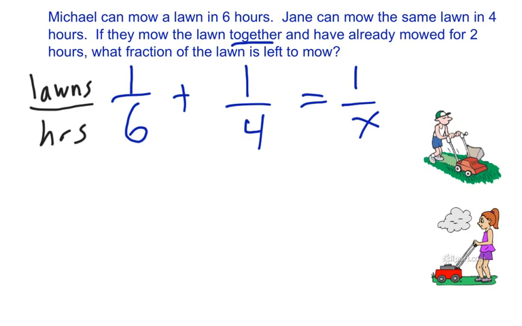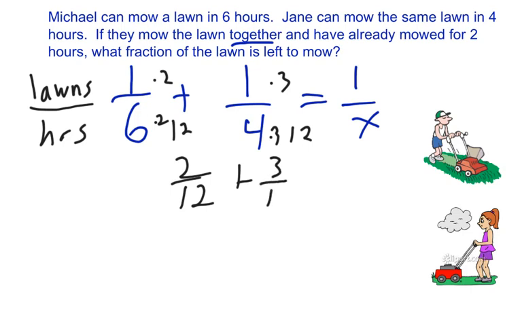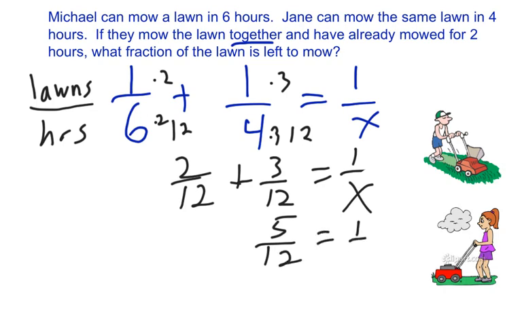So now we're just going to get a common denominator. So 6 and 4, our common denominator is 12. 6 will go into 12 twice, so I just do times 2 and times 2. 4 will go into 12 3 times, so I do times 3 and times 3. And I end up getting 2/12 plus 3/12 equals 1 over x. Whoops. And I add those up. I have a common denominator, so that's just 5/12 equals 1 over x.